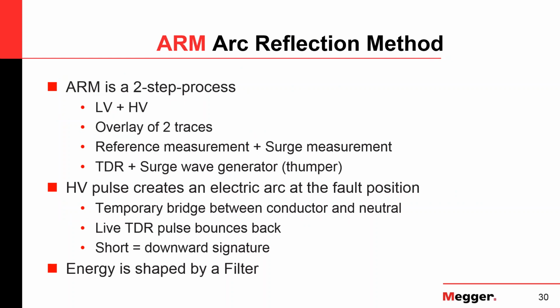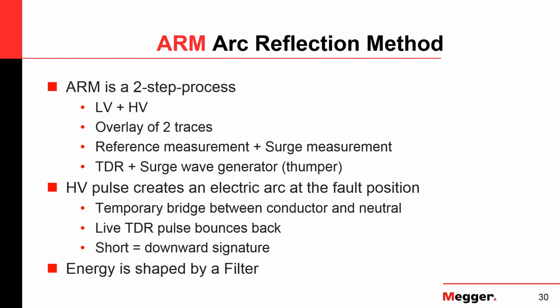Now let's go to the arc reflection method. With the TDR, you get an impedance footprint of the cable, and it allows you to a certain extent to identify low impedance faults, because you have this downward blip that indicates a short or at least a very low impedance, so you get away with that. But as soon as the fault is larger than a few hundred ohms, a TDR will not be able to see faults like that.